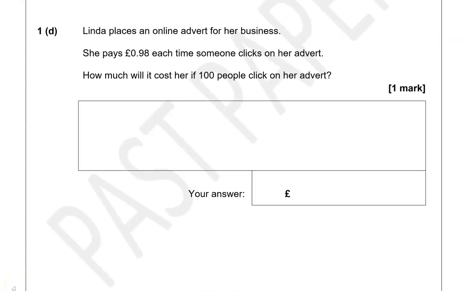Linda places an online advert for a business. She pays £0.98 each time someone clicks on her advert. How much will it cost her if 100 people click on her advert? So we're going to multiply 0.98 by 100. So the easiest way would be to move the decimal point.